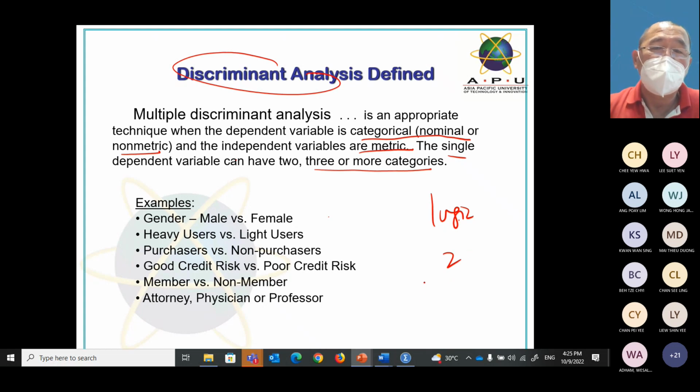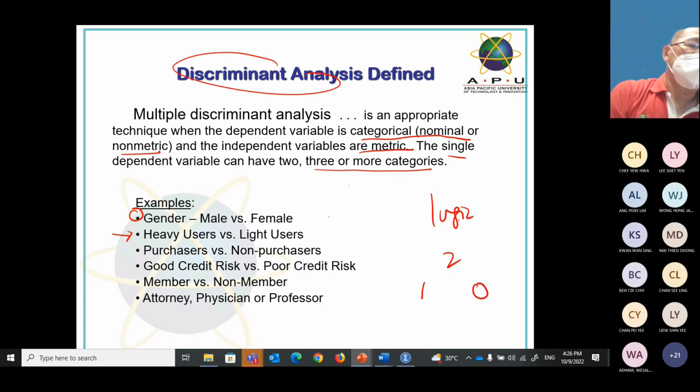Example, you own a house or no house. This one is maybe not so good an example. So you see heavy user and light user, for example a heavy user of the credit card. Heavy user means they will generate more revenue for the credit card company or bank.